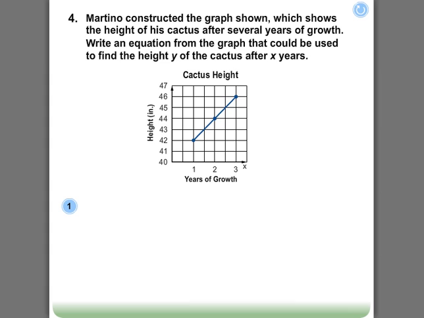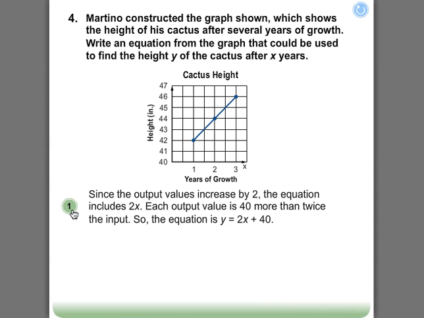Martino constructed the graph shown, which shows the height of his cactus after several years of growth. Write an equation from the graph that could be used to find the height y of the cactus after x years. Okay, since the output values increase by 2, the equation includes 2x. Each output value is 40 more than twice the input, so the equation is y equals 2x plus 40.